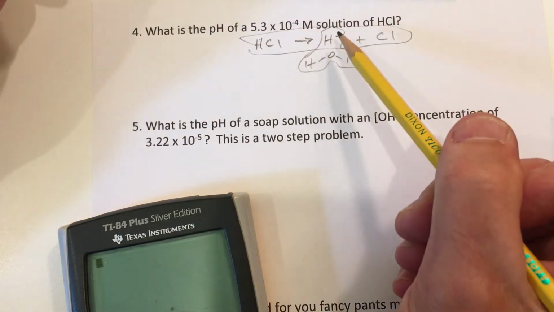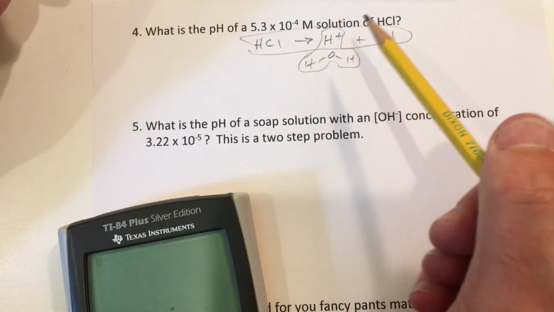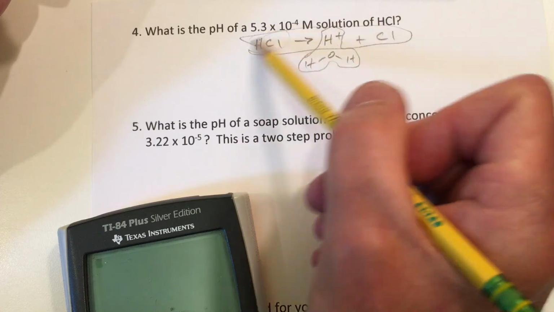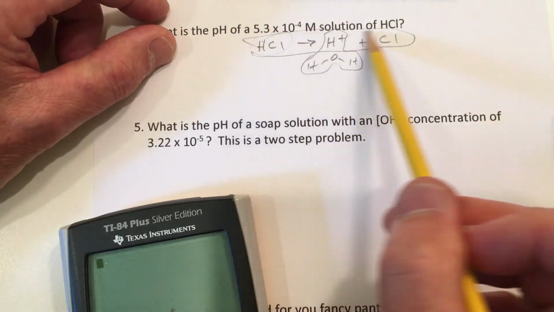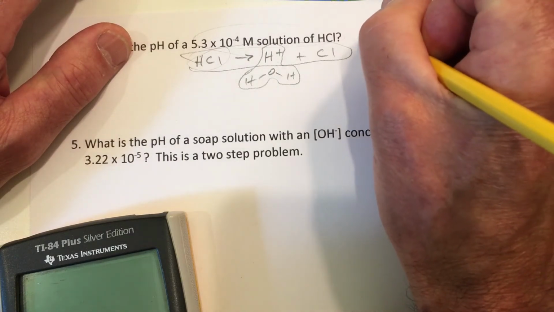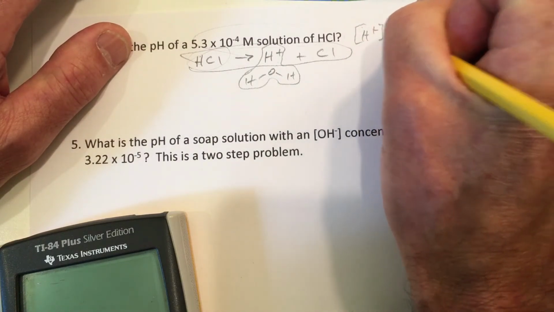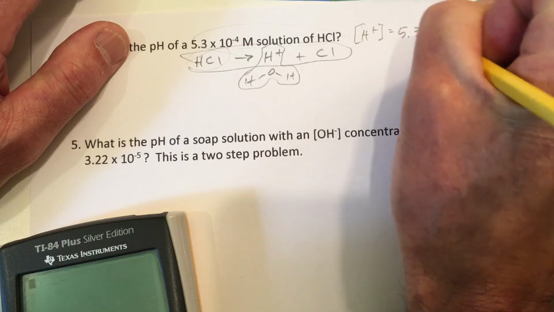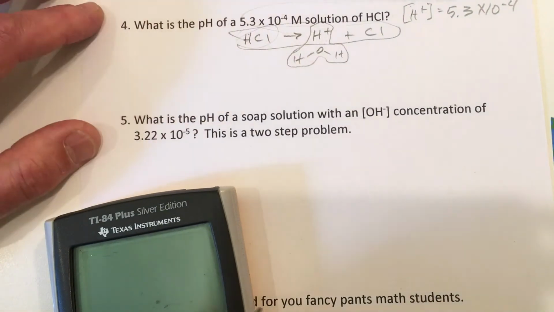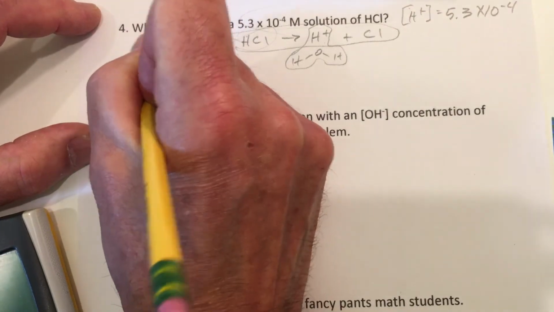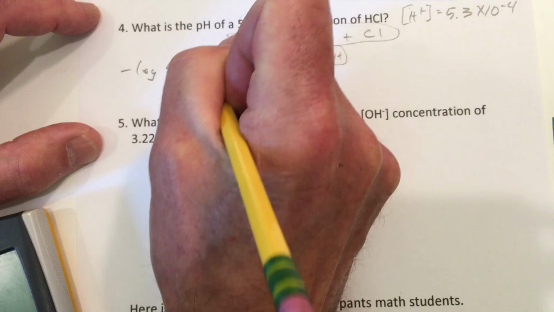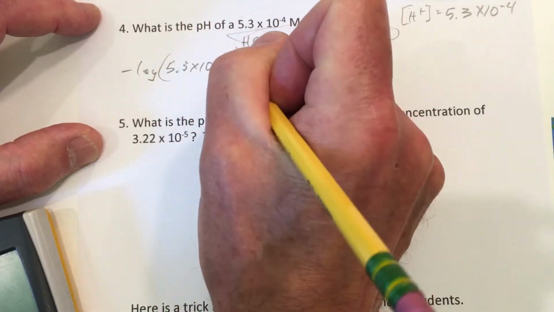So we get one H plus for every molecule that we put in water. So if the concentration of the HCl is 5.3 times 10 to the negative 4, then the H plus concentration is also equal to 5.3 times 10 to the negative 4. All right? So now all I have to do is take the negative log of 5.3 times 10 to the negative 4.